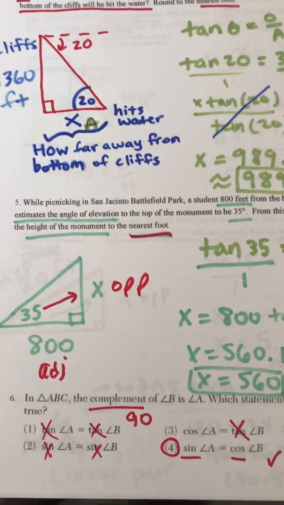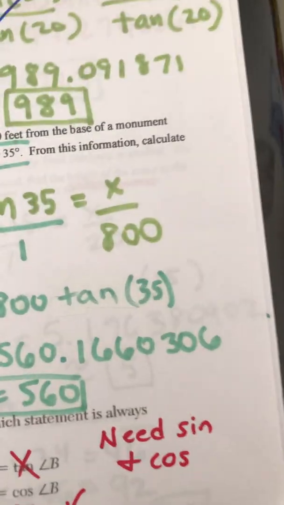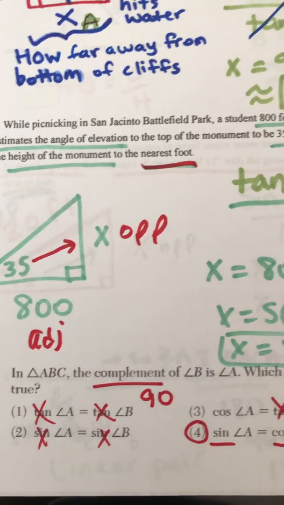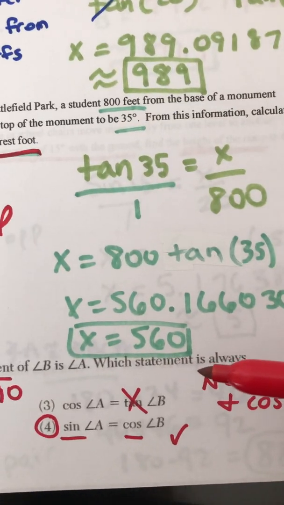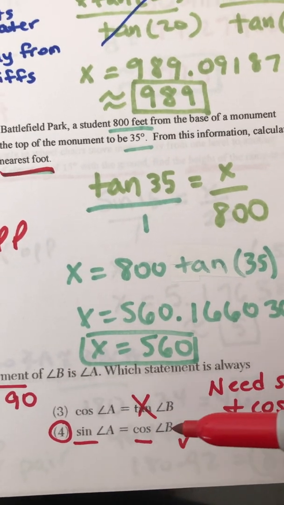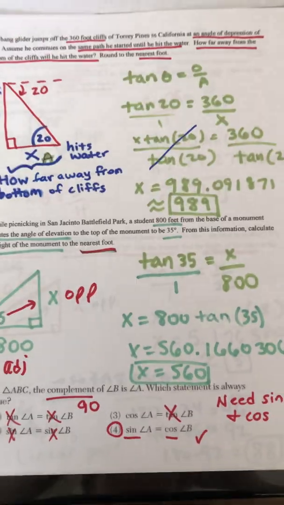On the last question, they're talking about two angles being complements. Well, that's our clue that 90 degrees, that's a co-function question. We need sine and cosine. Look at each answer choice. Tan, tan, nope. Sine, sine, nope. Cosine, tangent, no. Sine, cosine of both the acute angles. Choice 4.